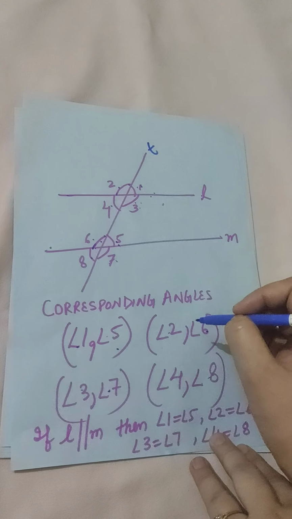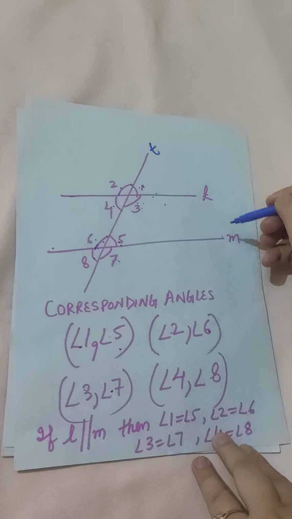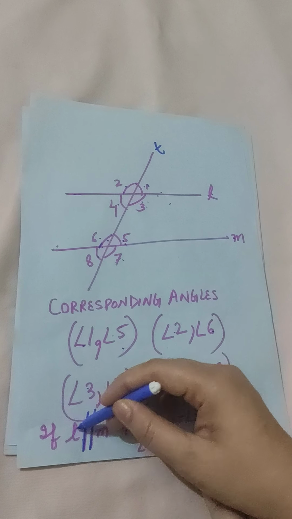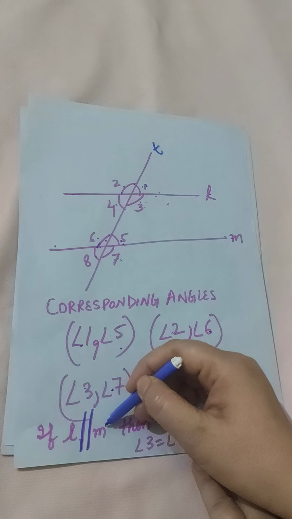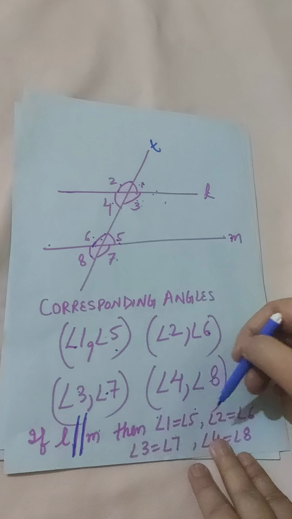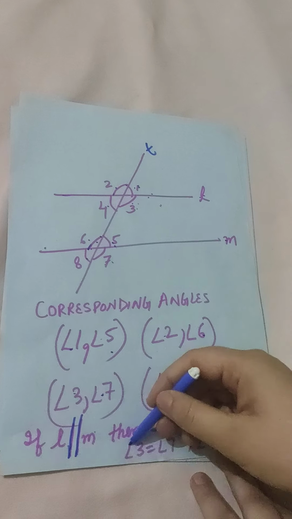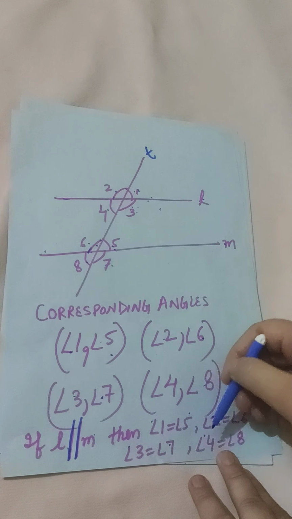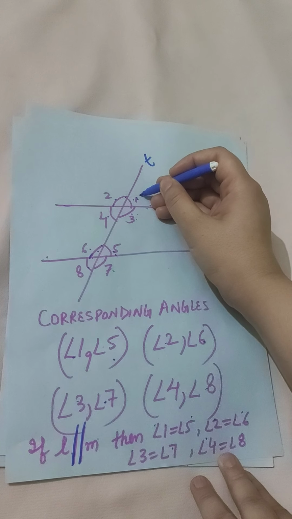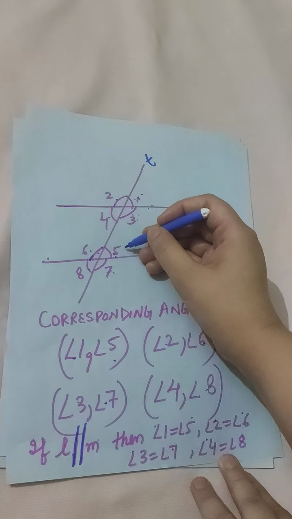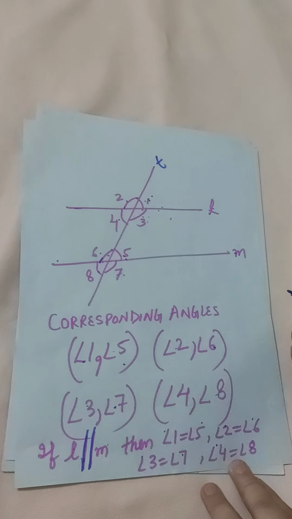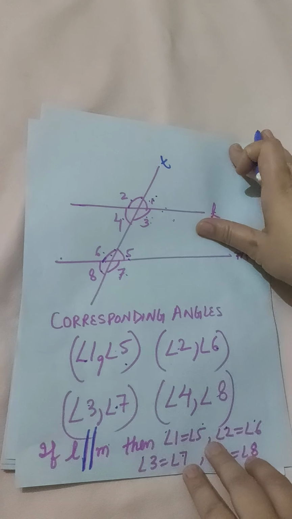Now beta, listen carefully. If L and M are parallel, this sign is for parallel, that means corresponding angles will be equal. 1 will be equal to 5, 2 will be equal to 6, 3 will be equal to 7, 4 will be equal to 8. Like in the paper, suppose this angle is given as 60 and they are asking to find angle 5. Can we say that angle 5 is also 60 because they are corresponding angles?